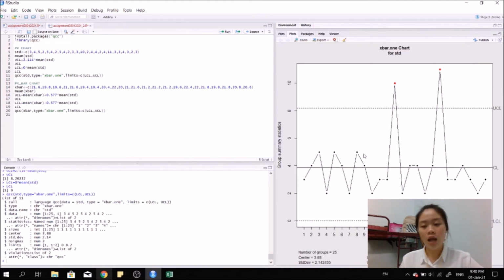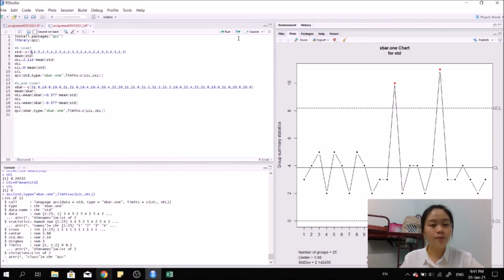From the R chart over here, we know that sample 13 and sample 19 are outliers, which are over the upper control limit, so we need to delete sample 13 and 19. So we find the 13 and 19. 1, 2, 3, 4, 5, 6, 7, 8, 9, 10, 11, 12, 13. Okay, 13, 14, 15, 16, 17, 18, 19. So this is 19. So we cancel these two samples and then we do the R chart again.